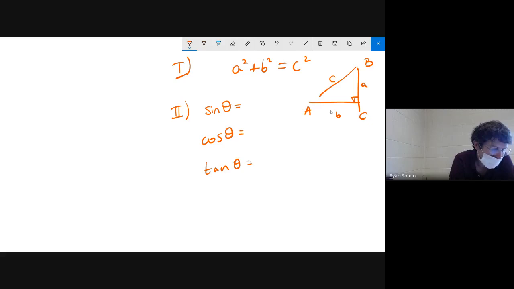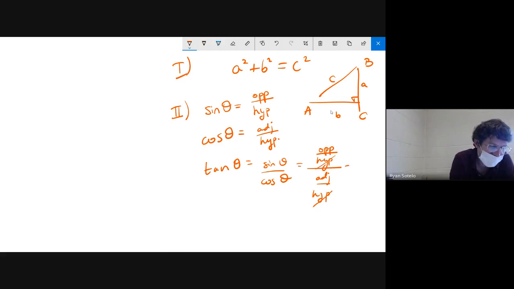And for a right triangle, these are going to be the opposite side divided by the hypotenuse, the adjacent side divided by the hypotenuse. And tangent can be thought of as sine divided by cosine, which is opposite over hypotenuse divided by adjacent over hypotenuse. And when you have that, the hypotenuses can cancel. So that's the same as just opposite over adjacent.